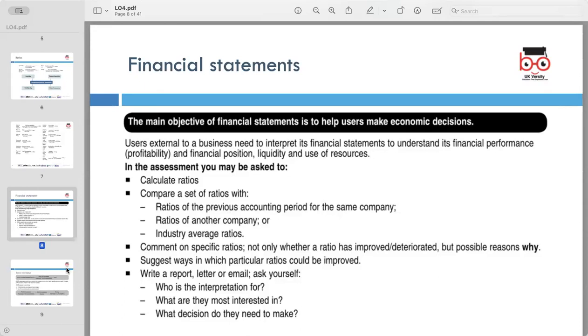utilization. In assessment, students may be tasked with the calculated ratios, comparing them to previous periods and to the industry average and providing insightful commentary on their implications. Additionally, students may be required to suggest strategies for improving specific ratios and communicate their findings effectively through reports, letters, or emails tailored to the intended audience's interests and decision-making needs.